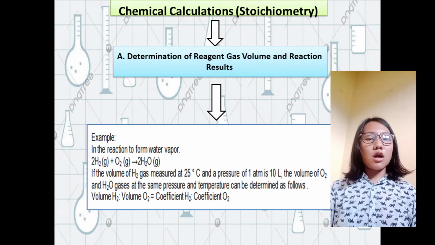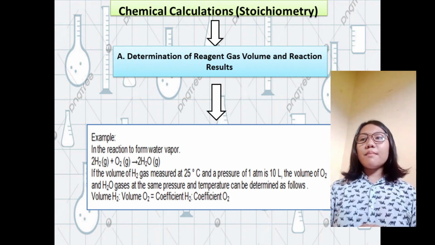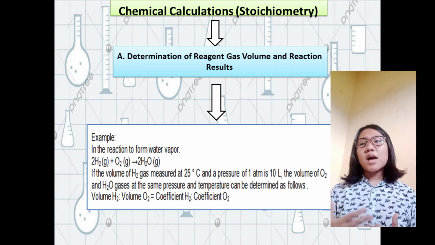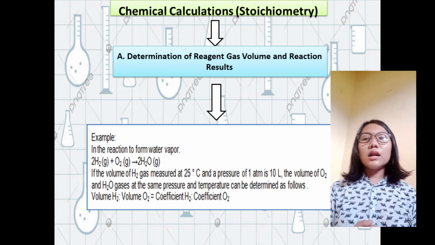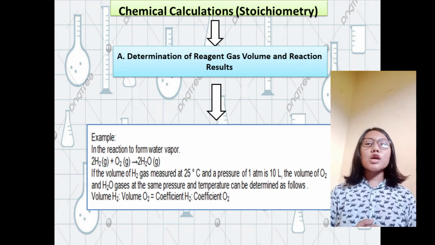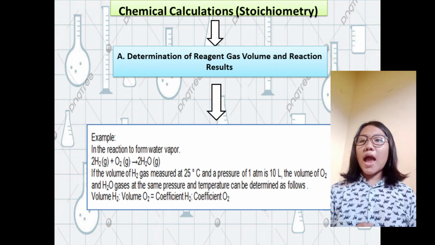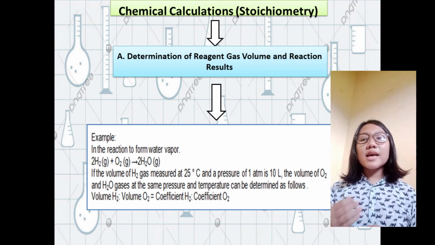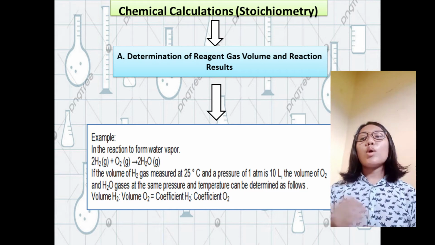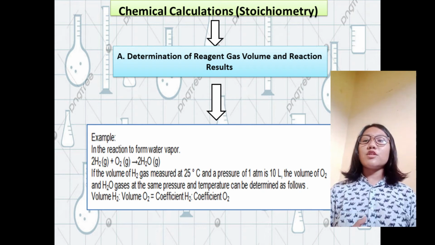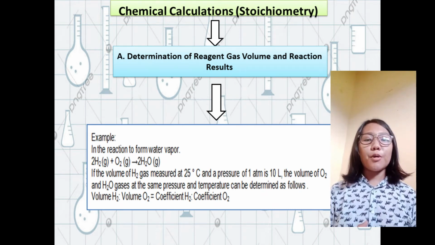Chemical calculation, or stoichiometry. A. Determination of reagent gas volume and reaction results. A question that arose after Gay-Lussac's law of volume ratios was solved by an Italian physicist named Amedeo Avogadro in 1811. According to Avogadro, gases of the same volume, if measured at the same temperature and pressure, will have the same number of molecules.